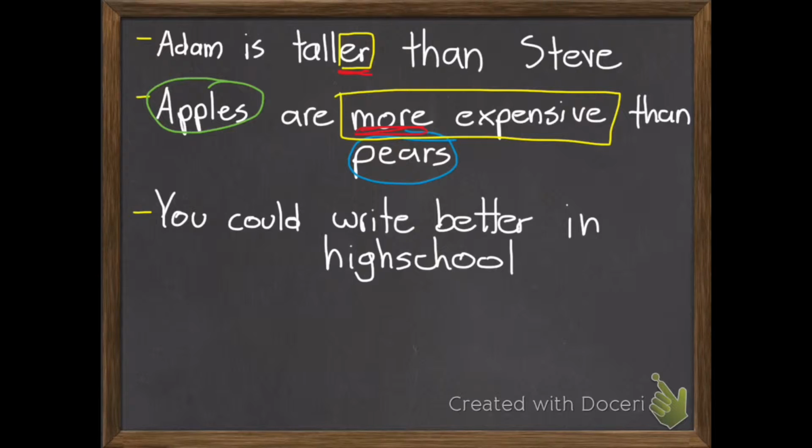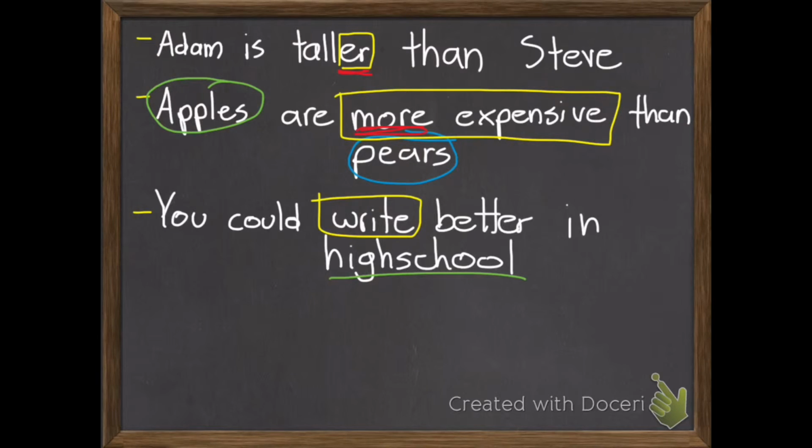Another example: you could write better in high school. Here we are comparing two actions, writing now and writing in high school. So before, this person could write better. That means that her handwriting was of a bit better quality.